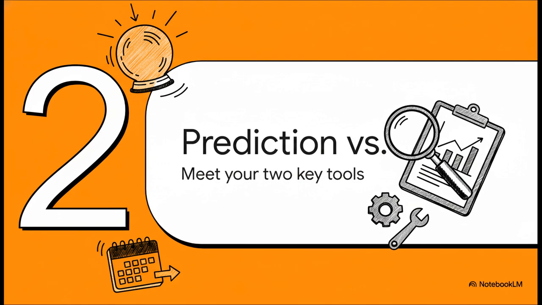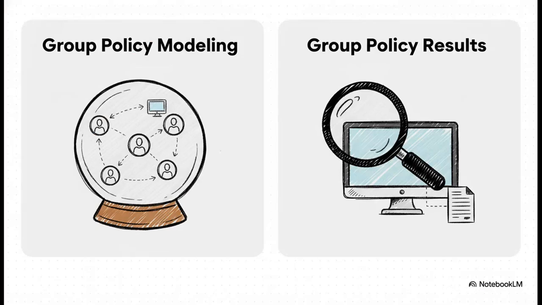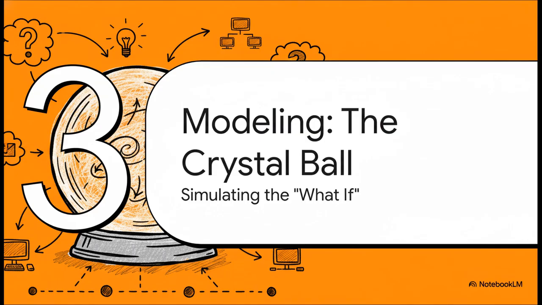So let's meet them. Okay, so on one hand, we have group policy modeling. This is our crystal ball. It lets you simulate the impact of your GPOs without actually changing a single thing. On the other hand, we have group policy results, our detective's report. This tool goes out to a live machine and tells you exactly what policies were actually applied and why. See? Prediction versus reality.